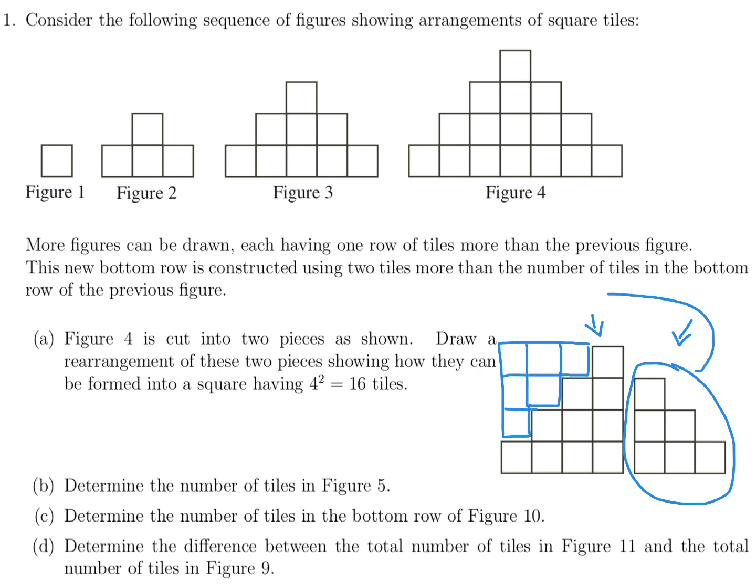So basically what I did was I took that piece, rotated it, and put it like a puzzle so that it matches the other piece. And as you can see, this is indeed a 4 by 4 square, which is 16 tiles. So I think that's all they're getting at there.